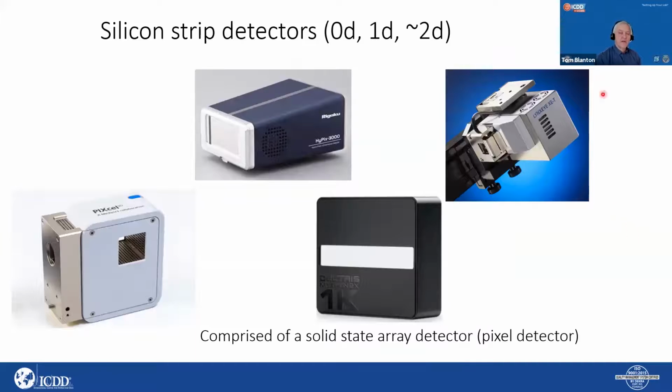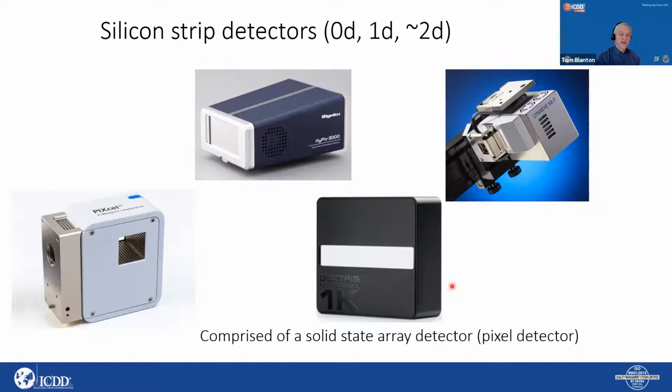What's currently available that a lot of people are moving towards are called silicon strip detectors, and they operate in what's called a 0D, 1D, and an approximately 2D mode. So this is probably a term you'll hear if you see someone talking about these detectors, and I'll explain these modes in just a moment. But the detectors have a solid state array. Essentially, it's a large number of silicon strips that are brought together. And the advantage is that they allow you to look at a range of 2 theta simultaneously. So you can collect data at a faster rate than the point detector, or if you use the same rate, you would expect to get better counting statistics.